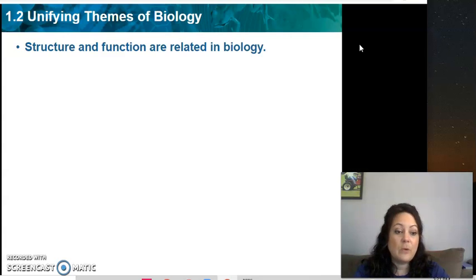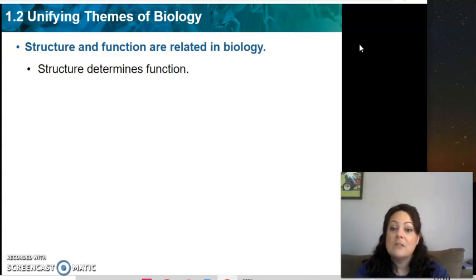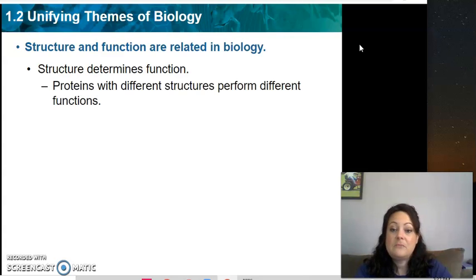You wouldn't want to use a fork to eat soup because its structure doesn't make sense to pick up soup. Whereas you wouldn't want to use a spoon to try and stab a piece of meat. So structure determines function. We use things that are shaped for the best functionality.